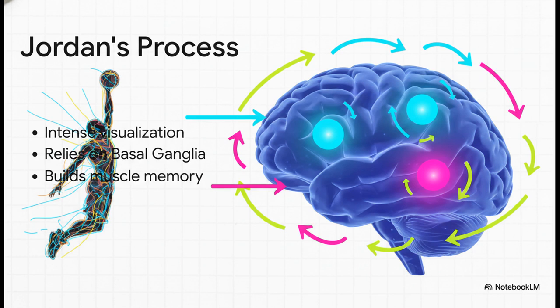By imagining and physically practicing his moves thousands upon thousands of times, he was structurally optimizing his motor cortex. He was relying really heavily on the striatum and the basal ganglia. Through sheer repetition and a genuine love for the process, he built an automatic, procedural muscle memory that just executed perfectly whenever he was under pressure.